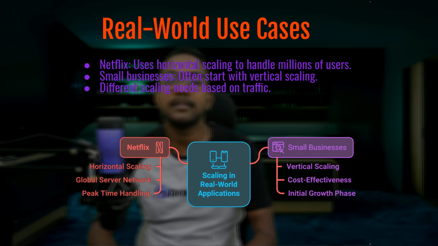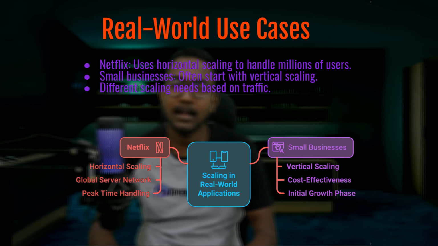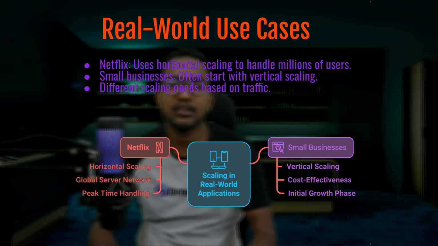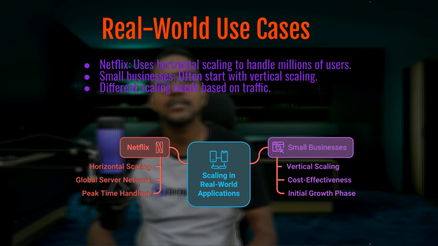On the other hand, small businesses or startups often start with vertical scaling. Why? Because it's simple and more cost effective for handling lower traffic levels. For instance, a small e-commerce site might upgrade its single server with more RAM and CPU power as its customer base grows. Vertical scaling works well for businesses that are just getting started and don't yet need the complexity of managing multiple servers. As your application grows, however, your scaling needs will evolve, and different businesses have different requirements based on their traffic and user patterns. So understanding both vertical and horizontal scaling helps you choose the right solution for your specific situation.